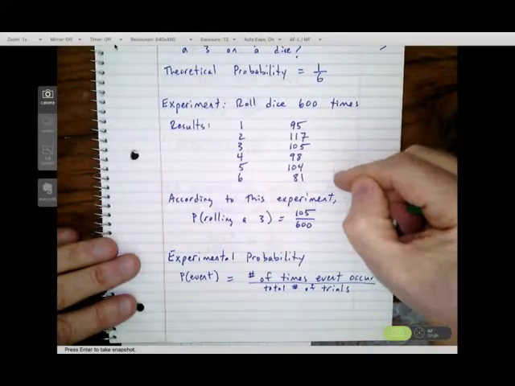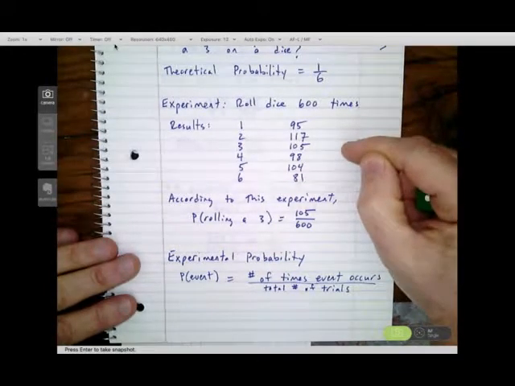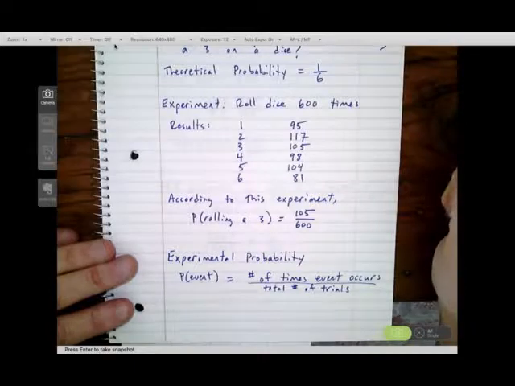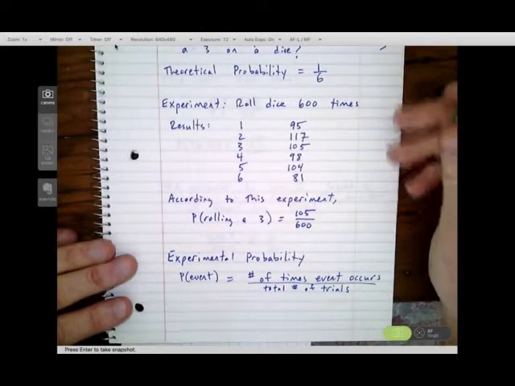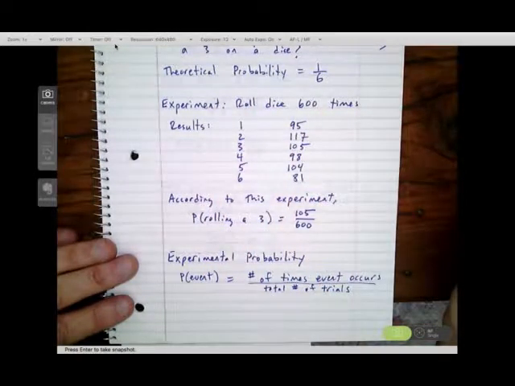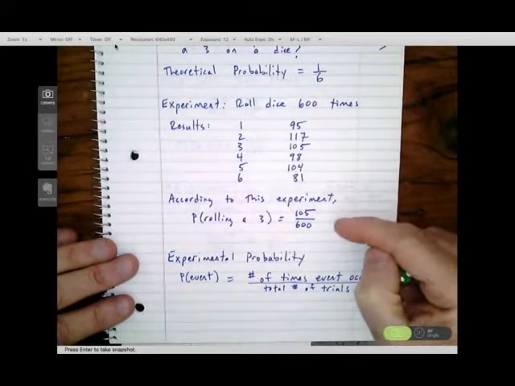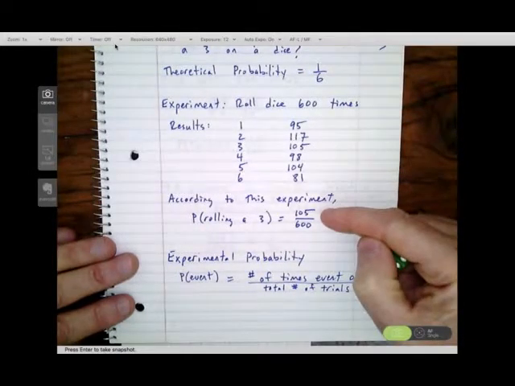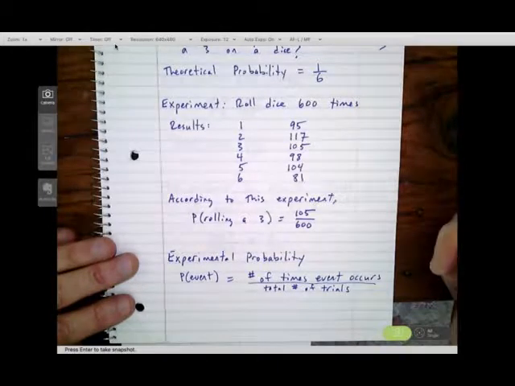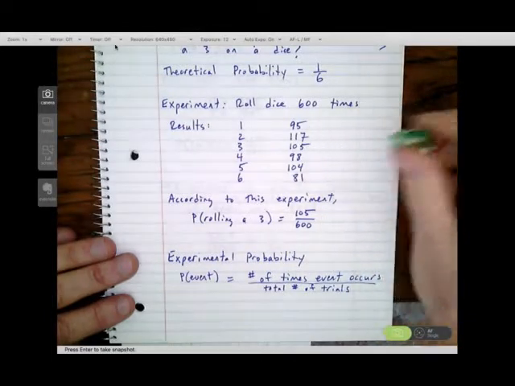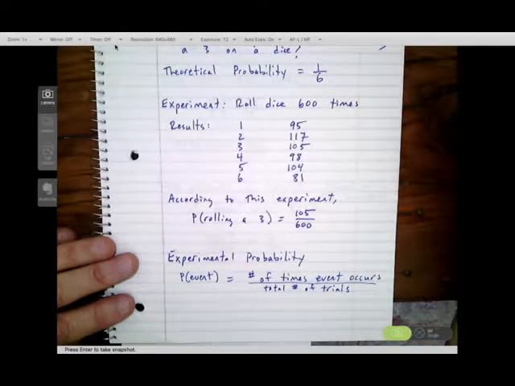And let's say these are our results here. We got a 1 95 times, 2 117, 3 105 times, 4 98, 5 104, and 6 happened 81 times, excuse me. So these are our results from our experiment of rolling a dice 600 times. We can use these results to come up with a probability, and this is called experimental probability. So according to these results, we threw a dice 600 times, and out of those 105 were a 3. So our experimental probability for rolling a 3 is 105 out of 600, which is very close to what you would expect, 1 out of 6.